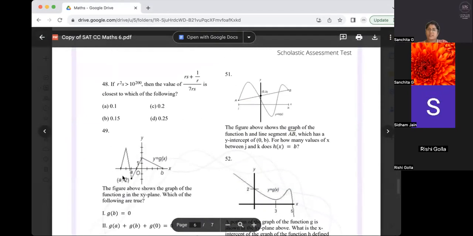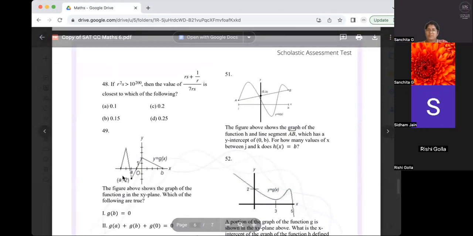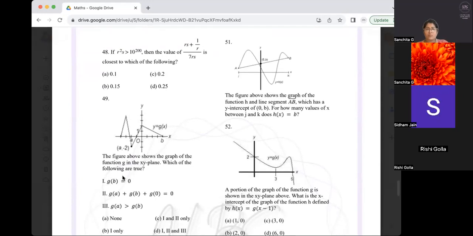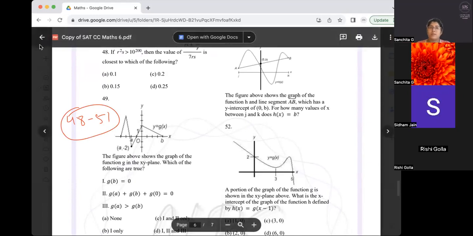These 48, 49 I've already covered. Do you want me to solve it? We can solve it together. No worries. The more the better. So 48, 49, 50, 51. Then the last set we will take up until the last question. 48 to 51. Let's go.